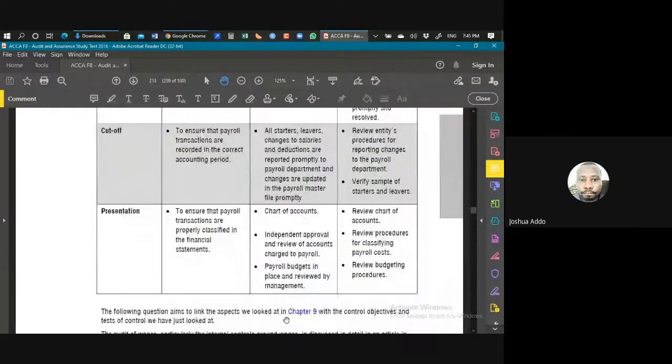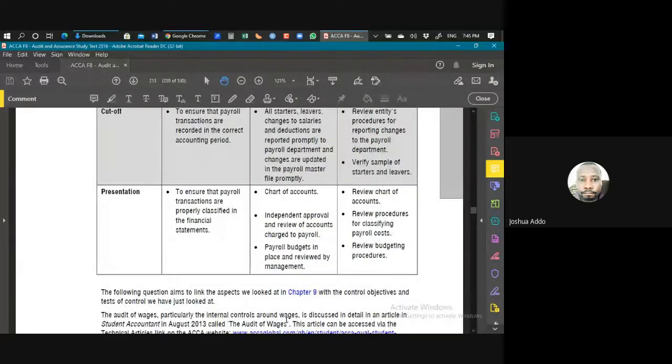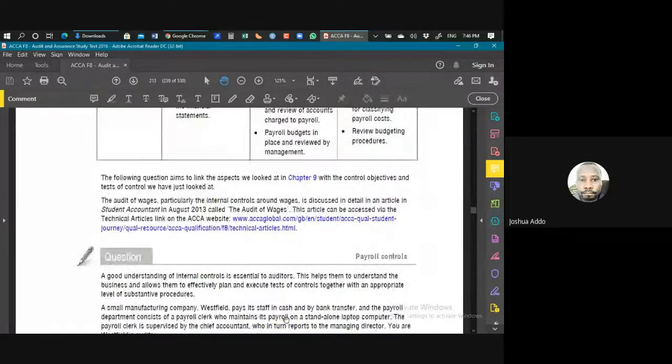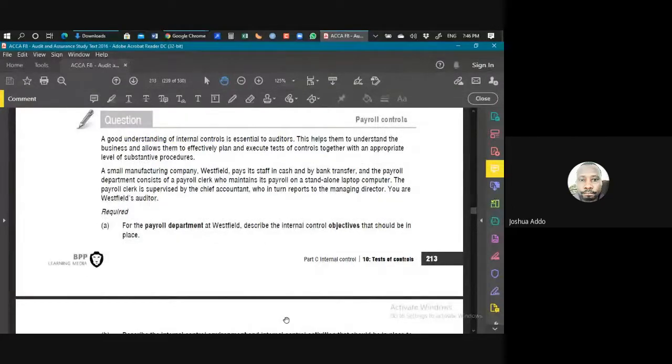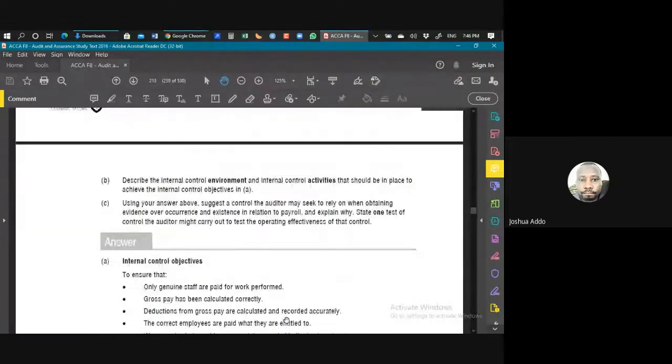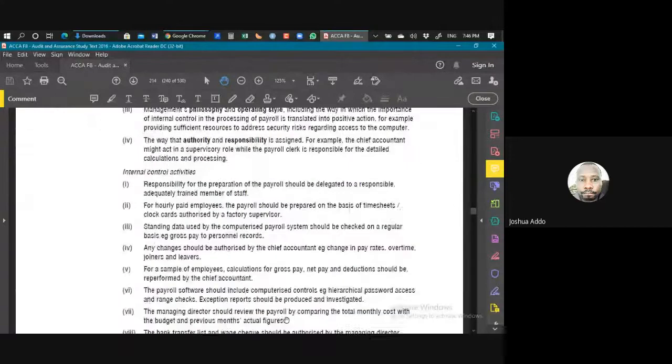Okay, so that is basically about the payroll system. The rest are very easy to comprehend. You can read this question with the related solution. It's very straightforward to understand.